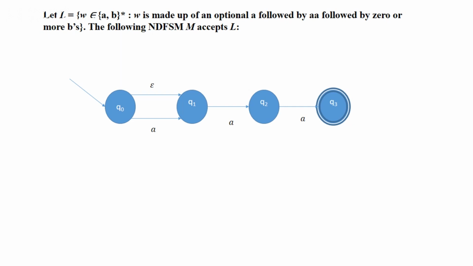Now, in case your input contains many b's, how can you accept it? That is through a self loop. So at Q3 you have to make a self loop on b. So this will take 0 or more b's. 0 b's means after reaching Q3 it will remain at the same state. If you supply more b's, then it will loop here. So that's about the NDFSM example.